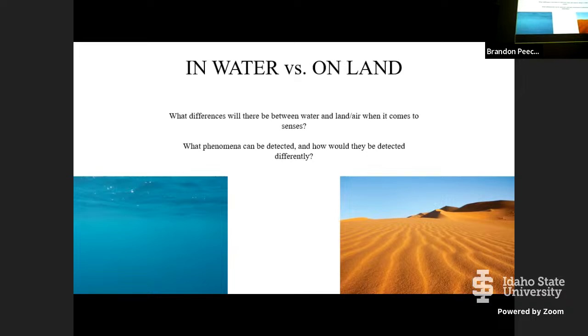I'm just going to write: you can see a lot farther on land than you can in water. What else? Pressure sensing is a lot different, because with air you can feel the wind, but underwater you're feeling.